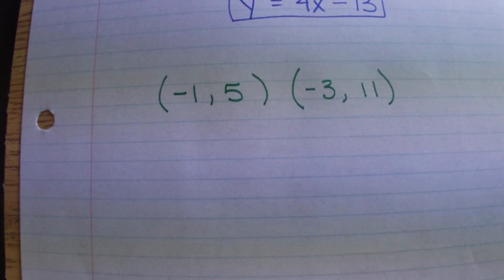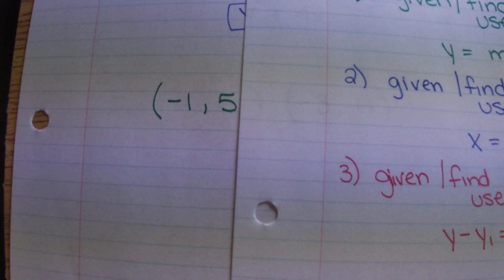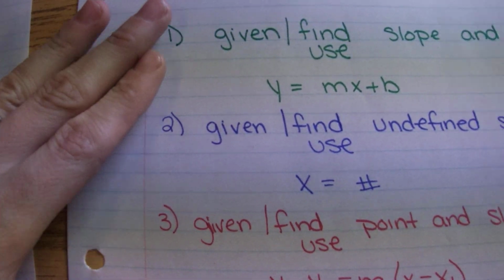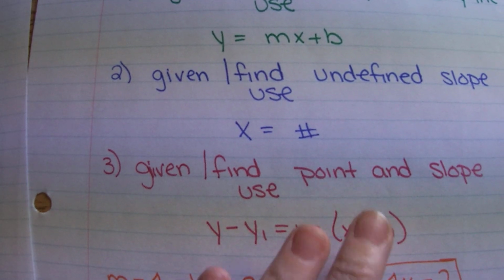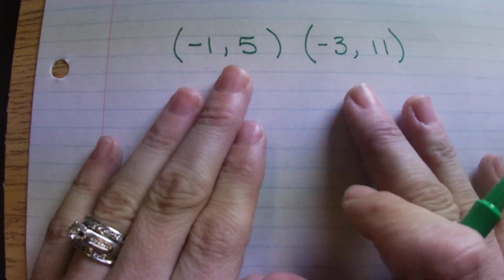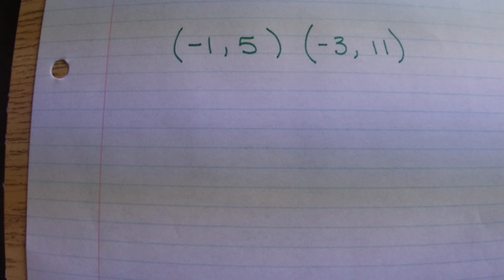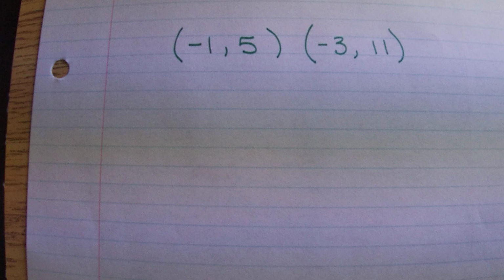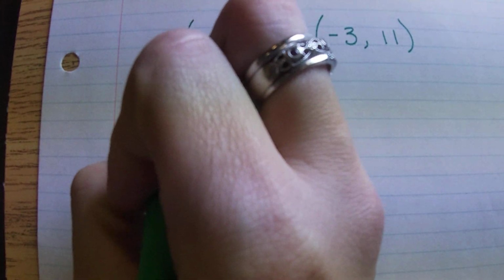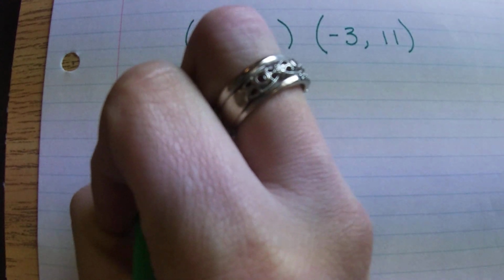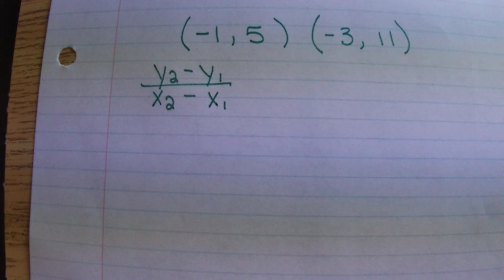These 2 points didn't match any of the criteria for our 3 options, right? We're not given a slope and a y-intercept, we're not given undefined slope, and we're not given a point and a slope. However, we can take these 2 points and we can find the slope. So the first thing that we want to do is find the slope. Our formula for slope is y2 minus y1 over x2 minus x1.